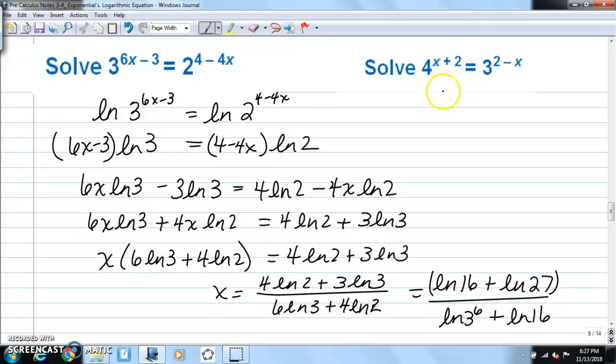Okay, so on this one, you'll have x plus 2 times the natural log of 4 equals 2 minus x times the natural log of 3.